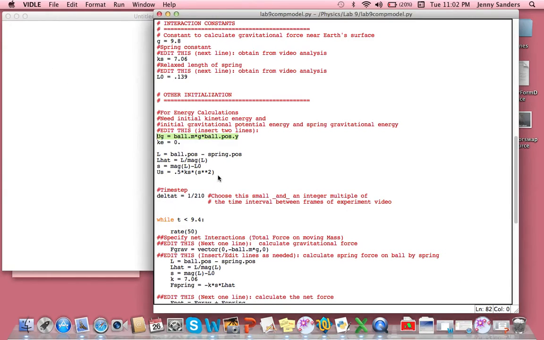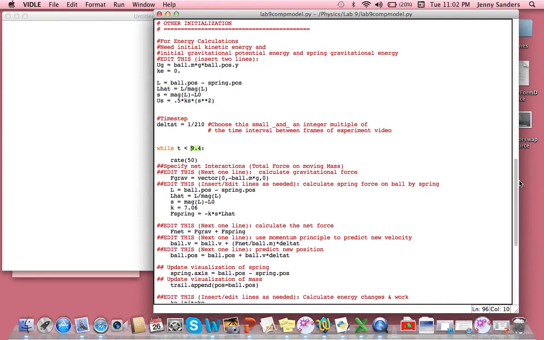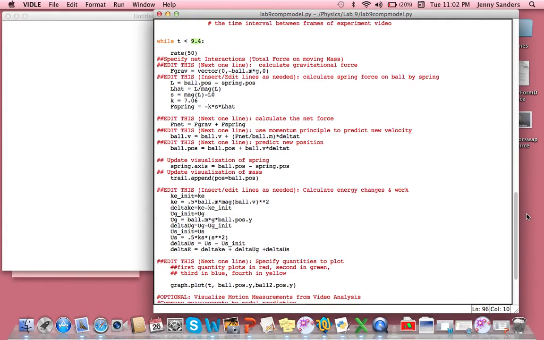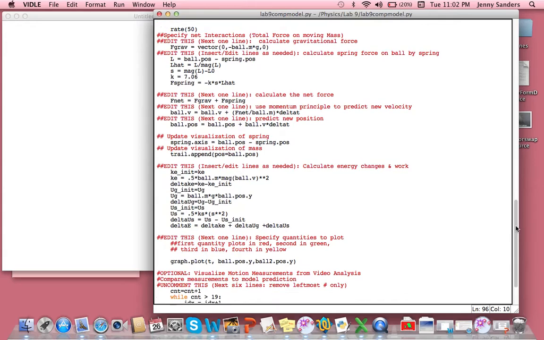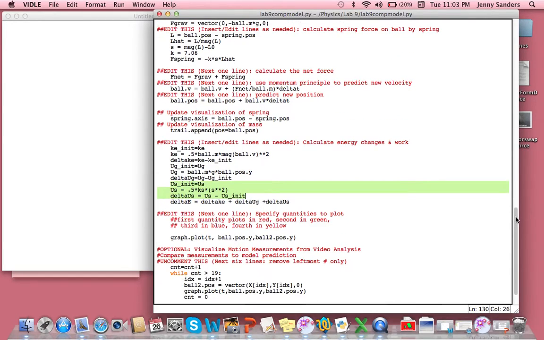So you can see right here I put the spring potential energy is 1/2 times K times stretch squared. Delta T I left as 1 divided by 210. The total time is 9.4. So you can see that I put this all the same thing we did last time. I put everything back in, but the only thing I really changed was that I added the spring potential energy, and I calculated the change in the spring potential energy right here. So you can see that I plot, I'm going to run this.